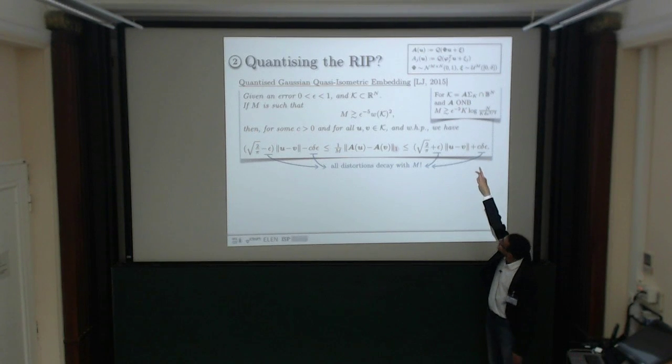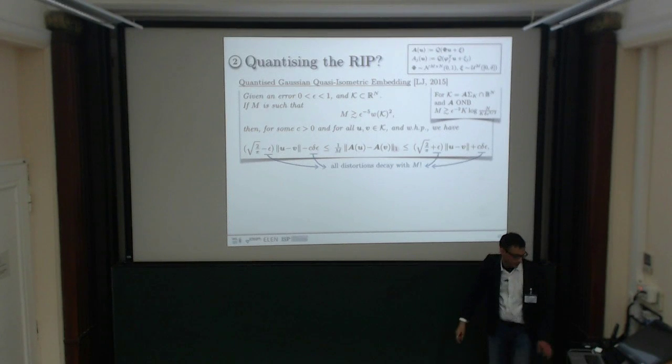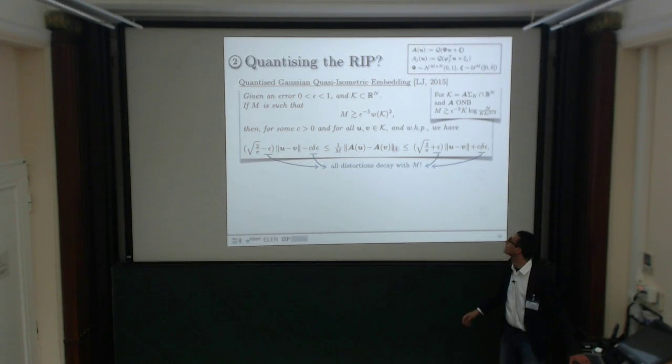Of course, this result holds with very high probability, and yes, all distortions decay with m. For k-sparse signals, you can show a little more. There is a typo there. It's not a, it's psi. But you can show that the decay in that case is epsilon power minus 2 times k. So the decay is a little bit better for k-sparse signals.